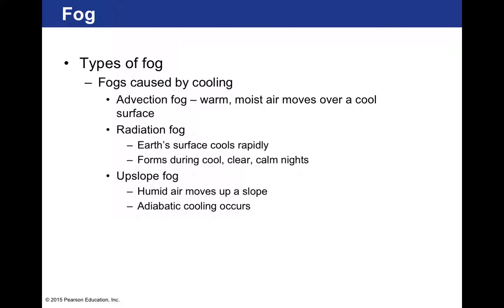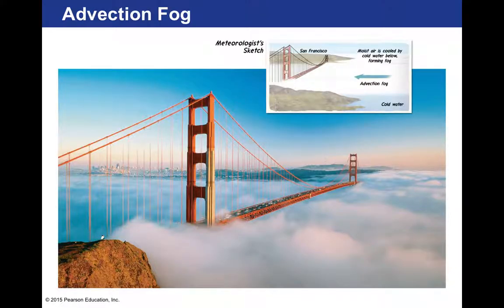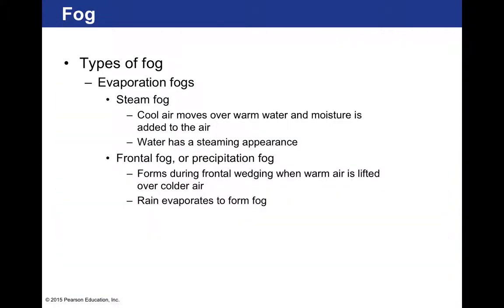And upslope fog. This is when humid air moves up a slope, typically in mountainous regions, where adiabatic cooling can occur. This is a picture of advection fog, so you have moist air that's cooled by moving over a large water source.